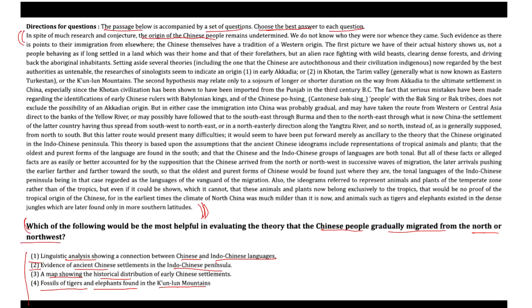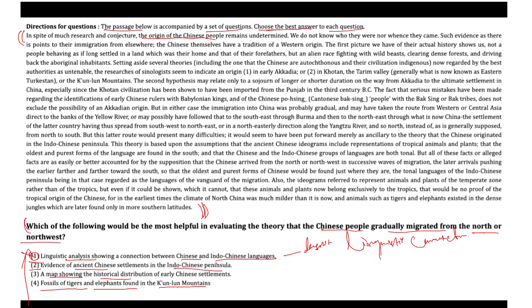Now, on the basis of these options, let's analyze each of them. Option one states linguistic analysis showing a connection between Chinese and Indo-Chinese language, which doesn't specifically evaluate the theory of gradual migration from the north or northwest. It's more focused on linguistic connection. Instead of pointing to migration from the north or northwest, it focuses on linguistic connection, isn't it? So we cannot consider option one.